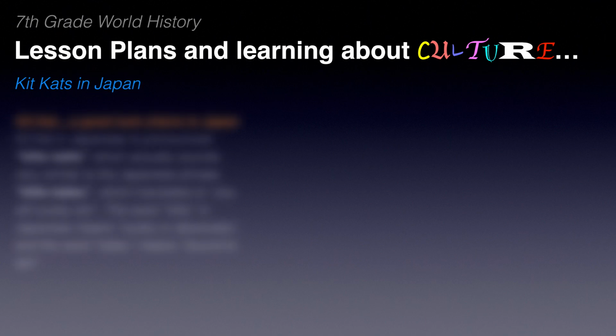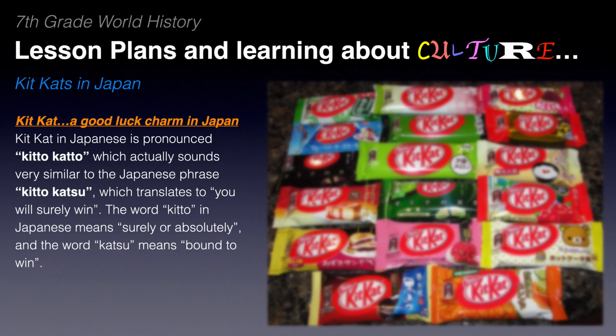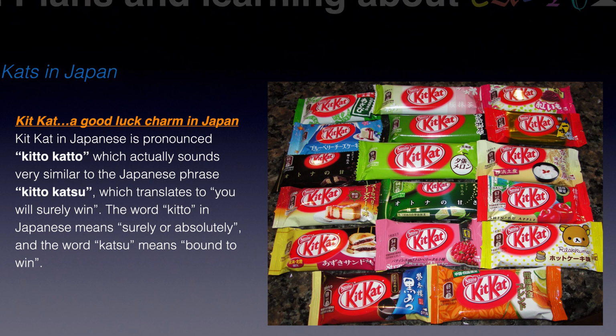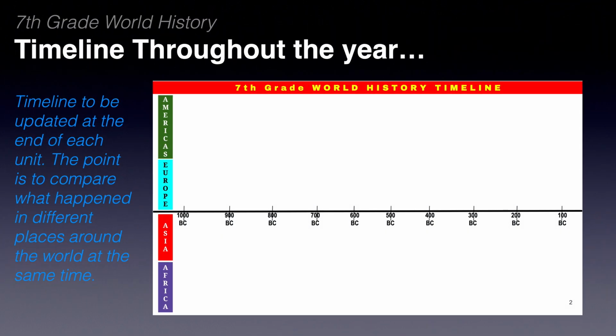One of my favorite little extra activities is a story I saw in 60 Minutes a few years ago about Kit Kats, why Kit Kats are so popular in Japan. So I like showing that 60-minute session, and they have over 200 different types of Kit Kats in Japan. So I'm able to get them to show students.